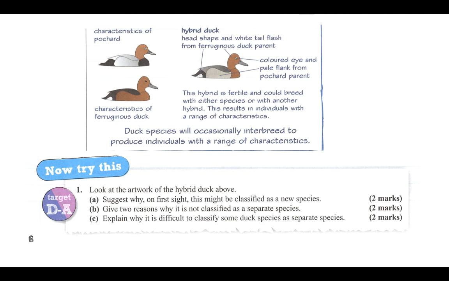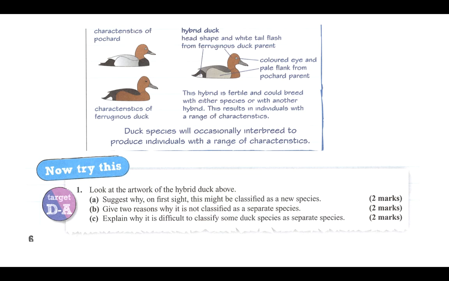Okay, so let's have a look at these questions. These are all D to A questions. So it says, look at the artwork of the hybrid duck above. So we've got the hybrid duck, and we've also got two other ducks, the pochard and the ferruginous duck. Okay? Suggest why, on first sight, this may be classified as a new species. Why might the hybrid duck be classed as a new species?